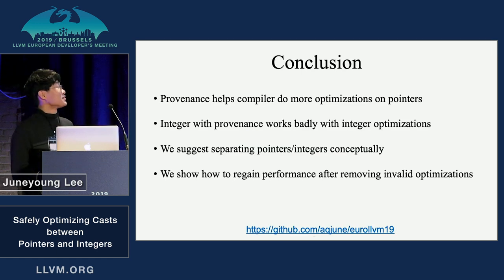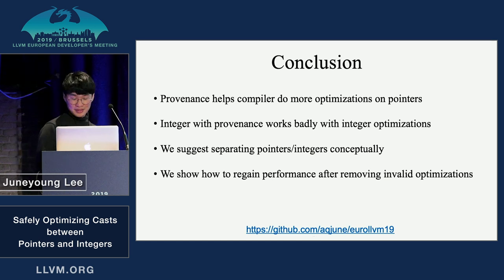So the conclusion is that the notion of provenance helps the compiler do more optimizations on pointers, but propagating provenance into integers works badly with existing integer optimizations. So we suggest separating pointers and integers conceptually, and we show how we can regain performance after removing invalid optimizations.